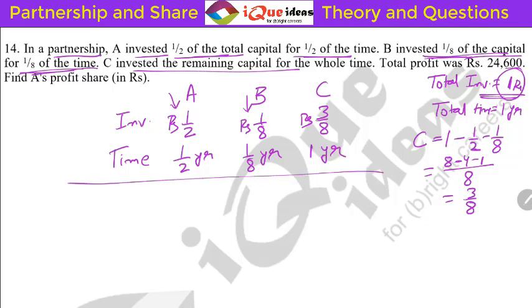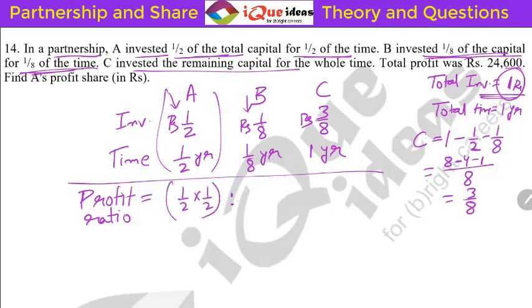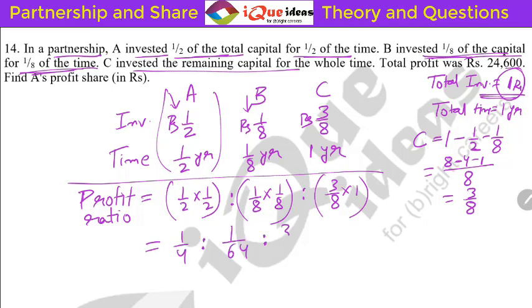Okay. So from here we get that the profit ratio, you can get the profit ratio by a simple multiplication of investment and time. Profit ratio will be equal to, for A it will be 1/2 into 1/2. Okay. For B it will be 1/8 into 1/8, and for C it will be 3/8 into 1. Just multiply investment and time. So it is 1/4 is to 1/64 is to 3/8.